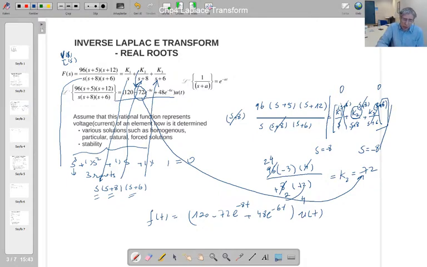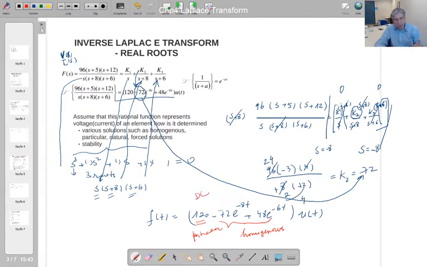These are exponentially decreasing functions. We see these functions in the homogeneous solution, isn't it? That is our homogeneous solution part. What is this? This could be a particular solution. Since it is a constant, that's a particular solution. Since this is constant, that means our independent source is a DC source, isn't it?